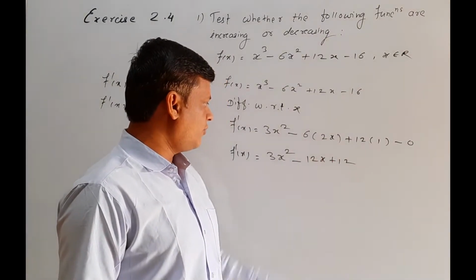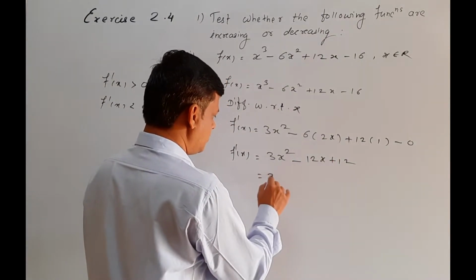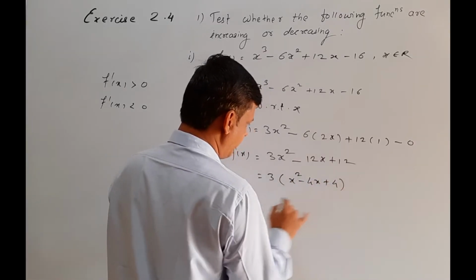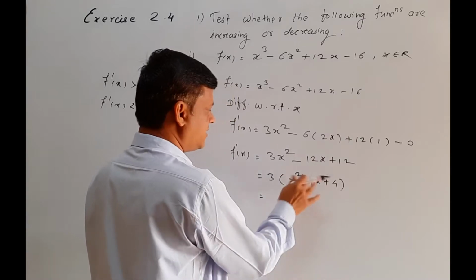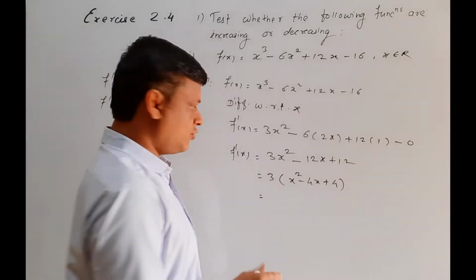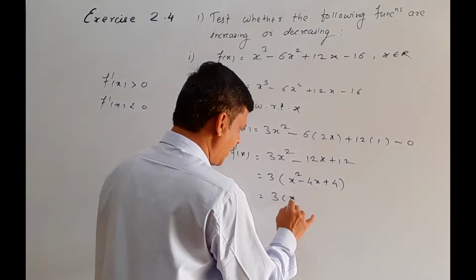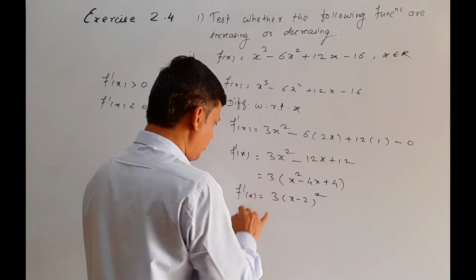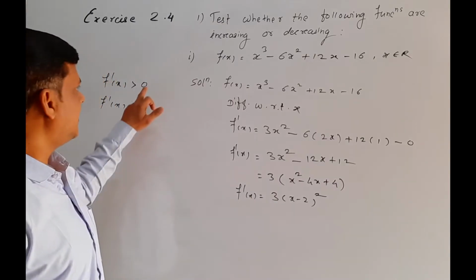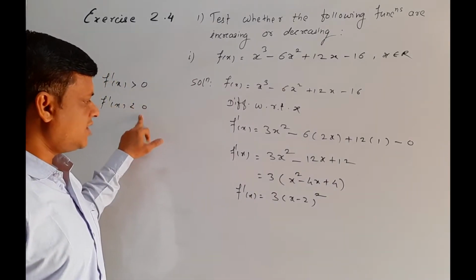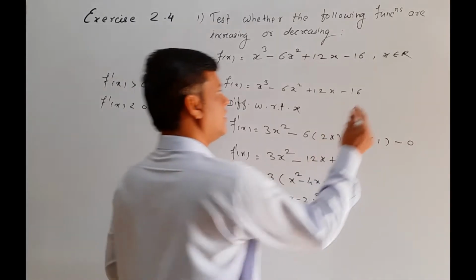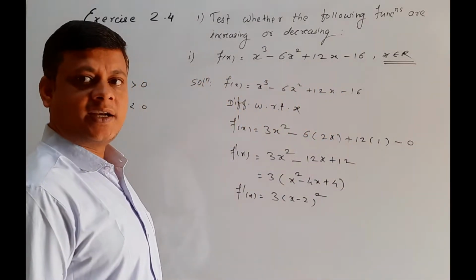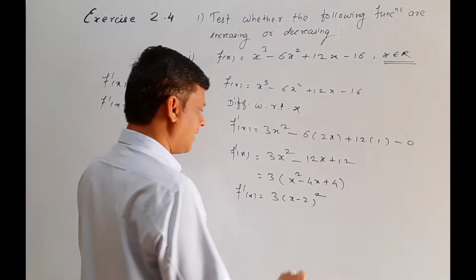From each term we can take 3 common, so write 3 in bracket x square minus 4x plus 4. If you observe the bracket, this is the square of x minus 2, so we write 3 in bracket x minus 2, its square. Now we have to check whether f dash of x is greater than 0 or less than 0. Here the condition is provided, x belongs to R.